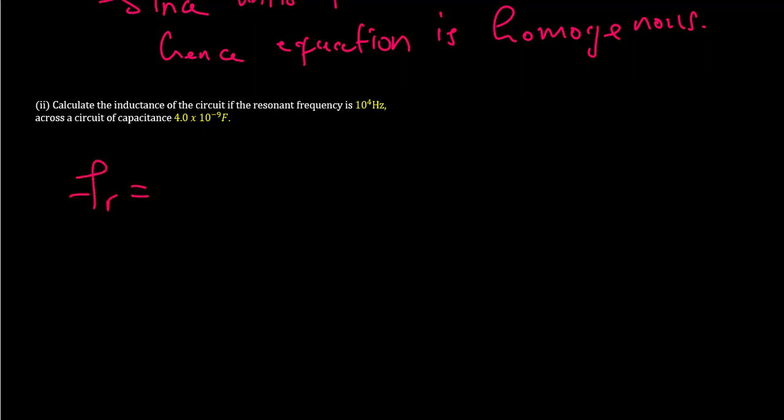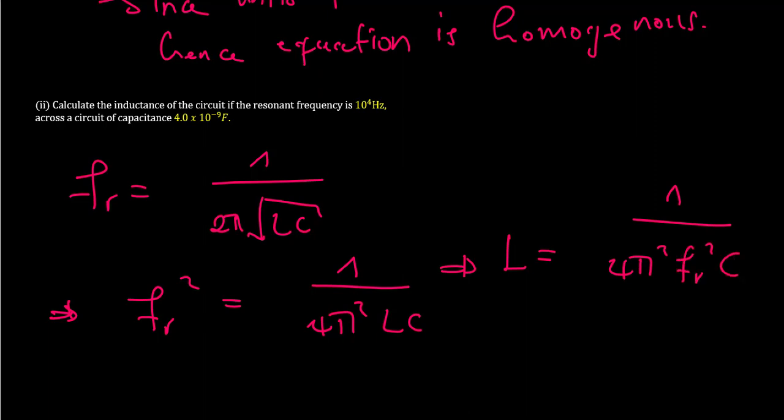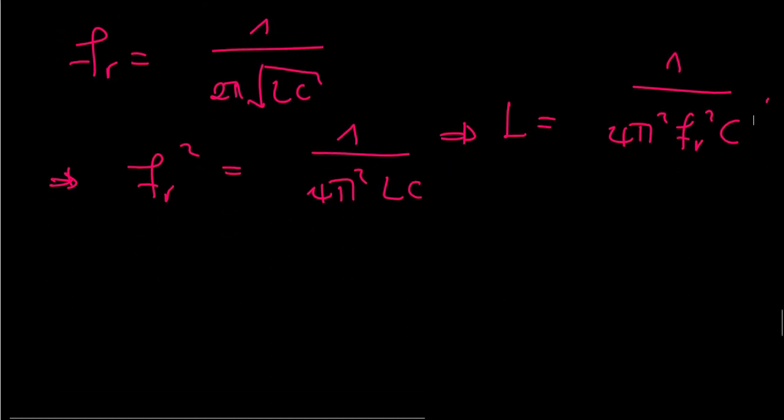Now the resonance frequency is given by 1 divided by 2 pi times the square root of LC. So squaring both sides, we get the resonance frequency squared is 1 divided by 4 pi squared times LC. The aim here is to calculate the inductance. So making L the subject, L will be equal to 1 divided by 4 pi squared f_R squared times C. Okay, now let's do the numerical application.